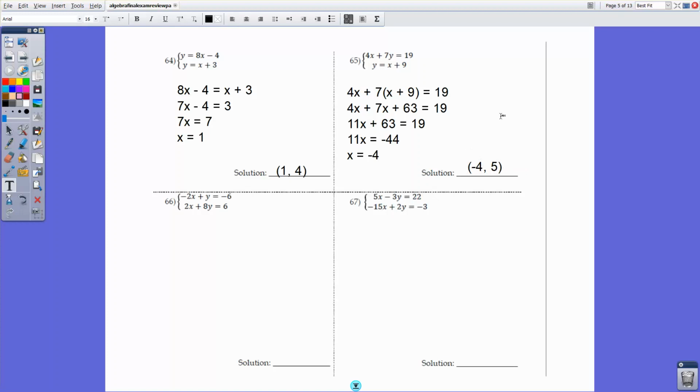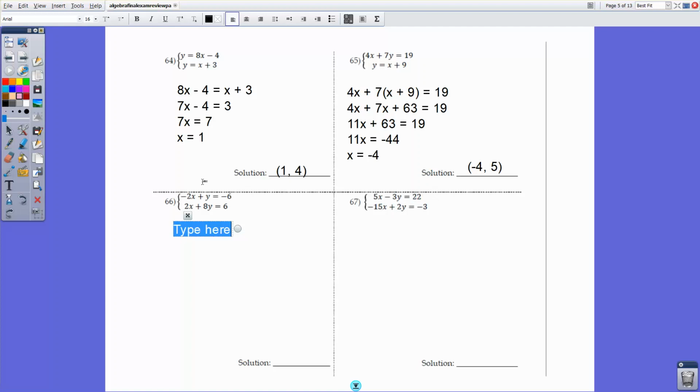Just to make sure, 4 times negative 4 is negative 16, and 7 times 5 is positive 35. Negative 16 plus 35 does equal 19, and negative 4 plus 9 does equal 5. Now for 66 and 67, your better option is actually to use elimination, especially since one of these is already written in opposite terms. Remember, with elimination, we try to combine the equations by adding them vertically and lining up all their points.